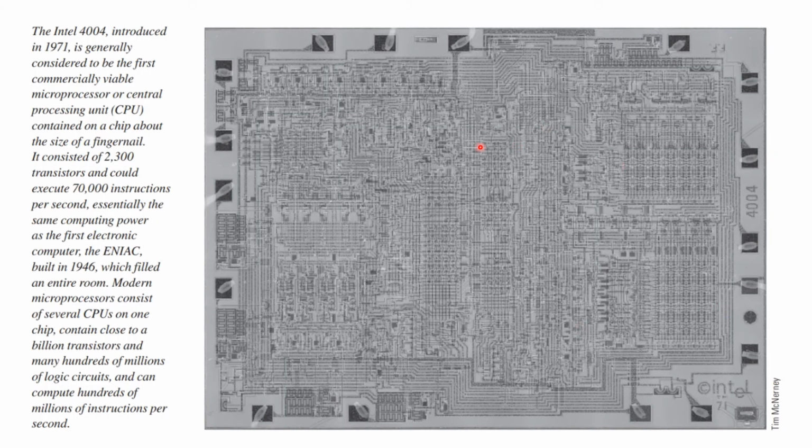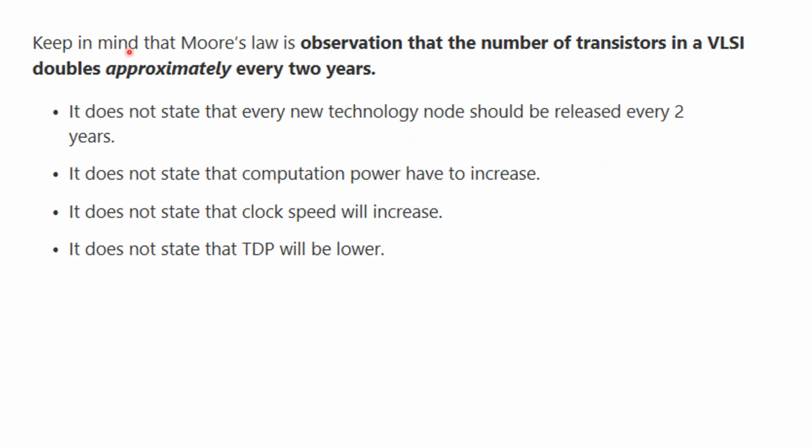And here's an example of one of the first ones, and now modern microprocessors consist of several CPUs on one chip, which is about the size of a fingernail, and will contain close to a million transistors and several hundred million logic circuits, and hundreds of millions of instructions per second. Actually, this is a little bit out of date. They're even stronger than that. But this is what the first one that they were talking about, the Intel 4004 chip, looked like.